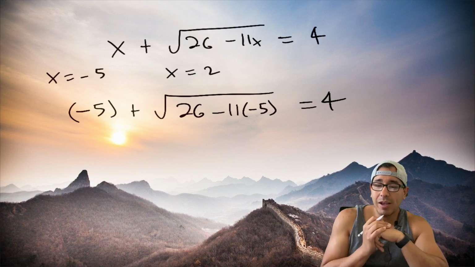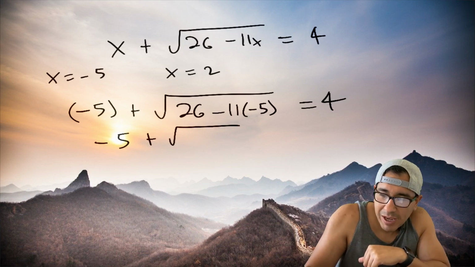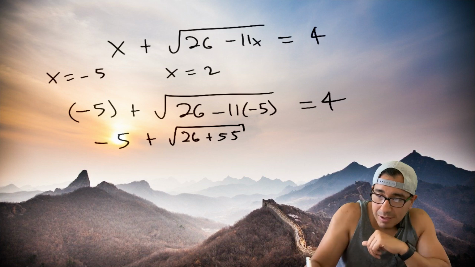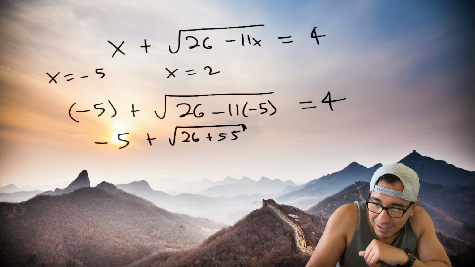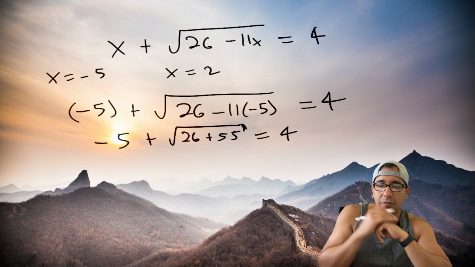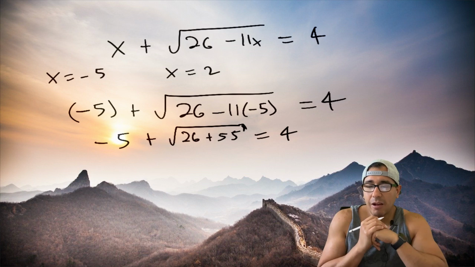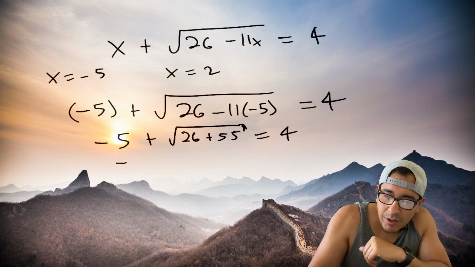All right, so let's go ahead and evaluate this. Let's simplify everything. So we end up with 26 plus 55. And notice I wrote that little radical bar right here so that I know where the radical stops. It stops right after the 55. You don't have to do that, but for me it's helpful. For a lot of people it's helpful. So we're left with -5 plus the square root.